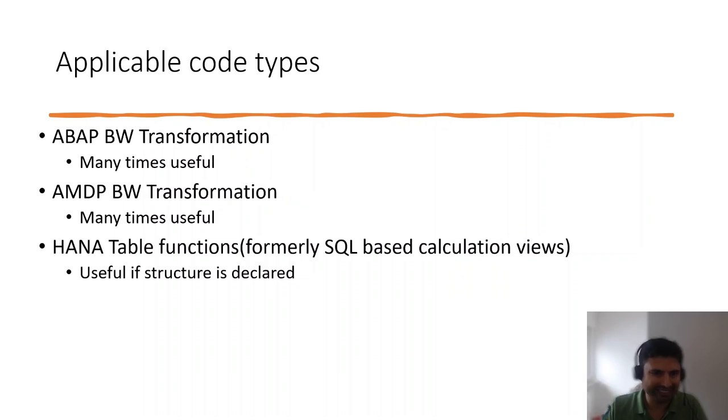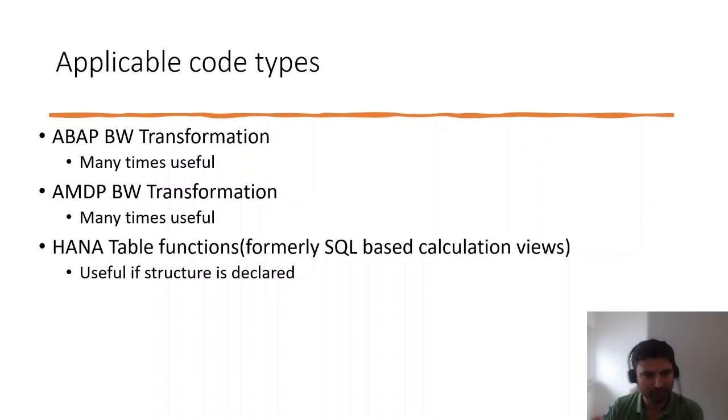ChatGPT cannot go inside your system, say C11 or C16, to find out what the structure of your table was. It needs to be defined in the code. Hence, ABAP and AMDP driven transformations, which have the source structure and the target structure available in them, can automatically support ChatGPT to write efficient and quick code.